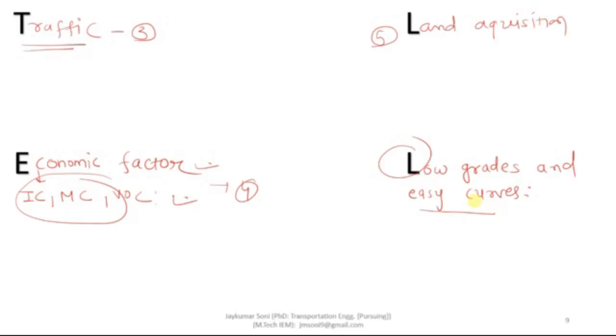this purpose, sometimes it becomes necessary to sacrifice the directness of the road and increase its length. Length means sometimes the team has to increase the length in order to consider this aspect. It should be so provided that the low grades and easy curves are provided.